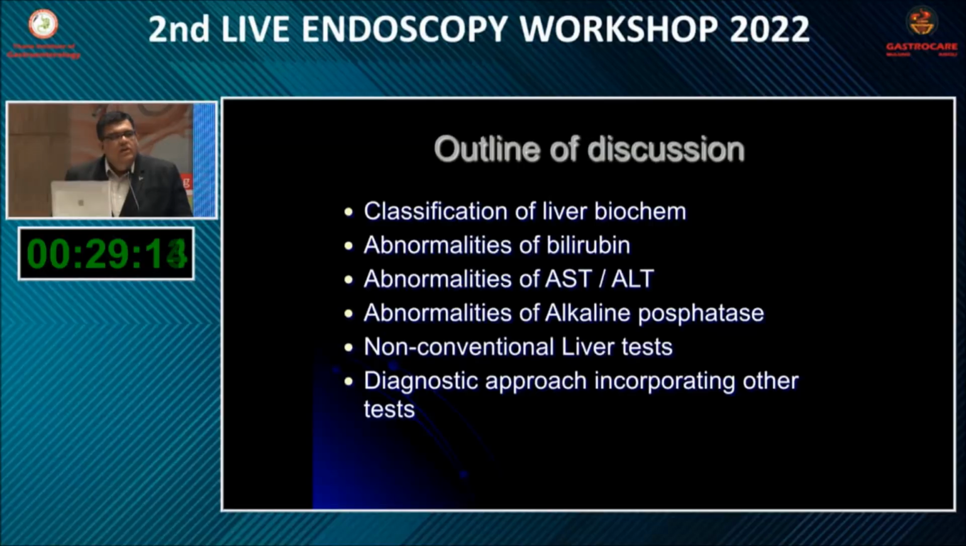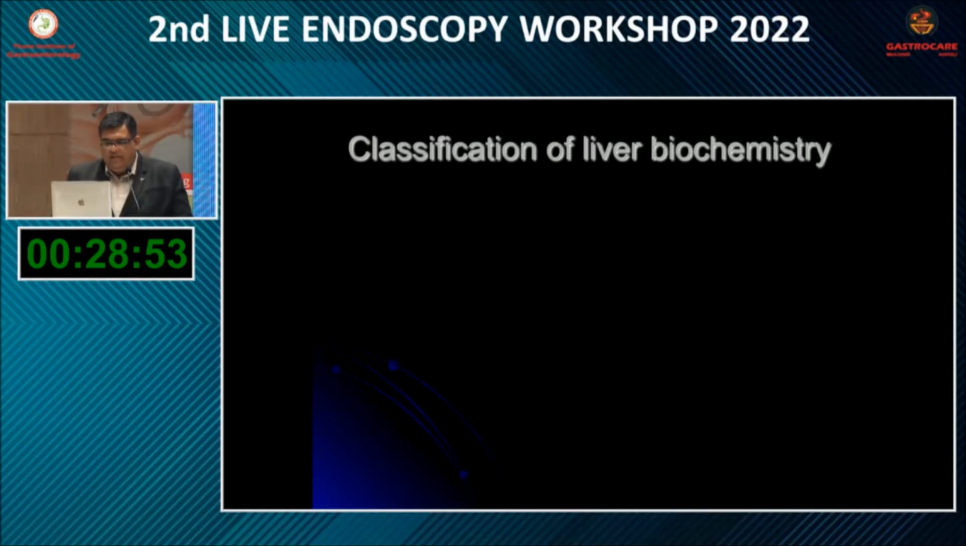So what I'm going to discuss in the next 15 minutes is, first, how do we classify these liver function tests? How do we approach abnormalities of bilirubin? Then we'll discuss SGOT, SGPT. Then we'll discuss alkaline phosphatase. Then I'll briefly discuss what are called non-conventional liver function tests and what is the diagnostic approach, finally to incorporate all the tests.